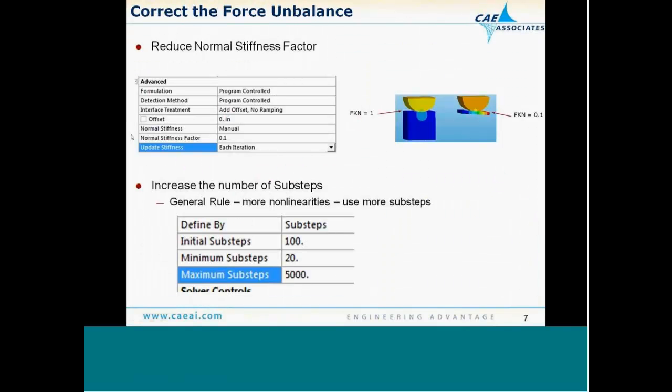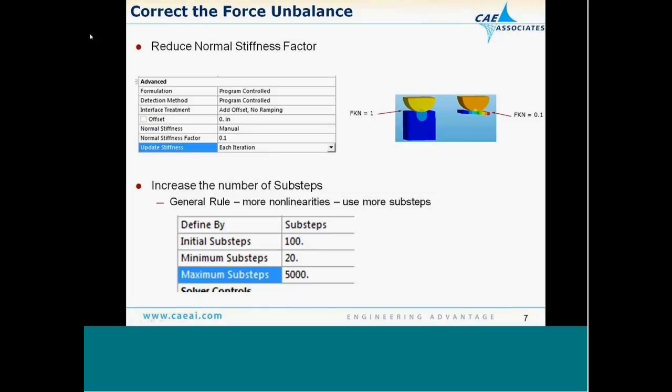So if we look at possible solutions for these two types of non-convergence, the first one is the force unbalance. And for force unbalance, generally speaking, the most common approach for resolving force unbalance is to reduce the penalty or normal contact stiffness factor. Since the contact stiffness factor is internally generated based on the material properties and the final mesh, but does not consider the flexibility of your actual physical structure, user intervention is really often necessary to get an efficient converged solution.